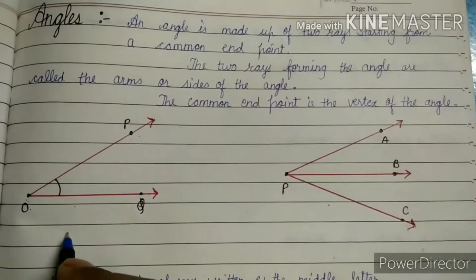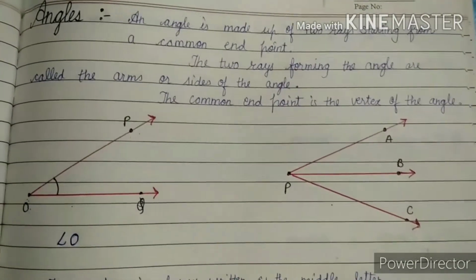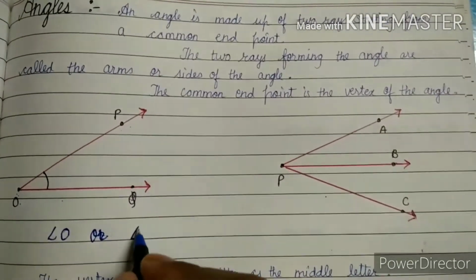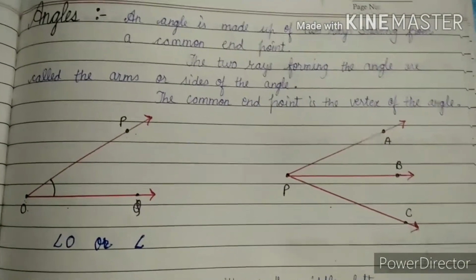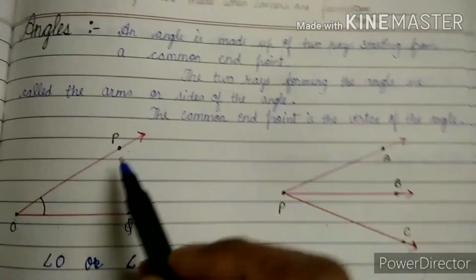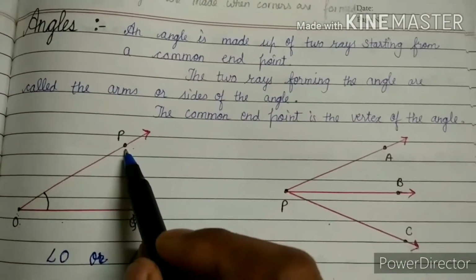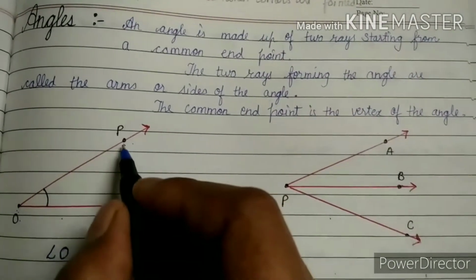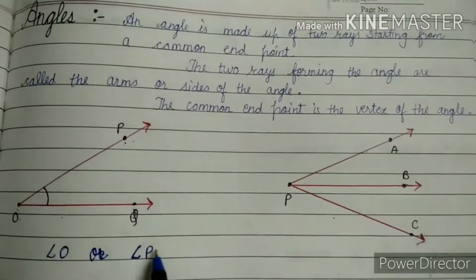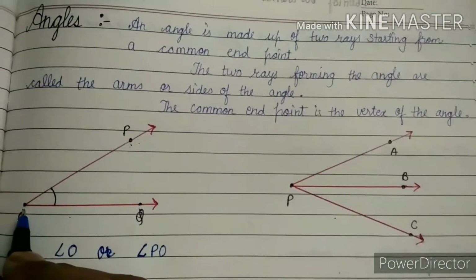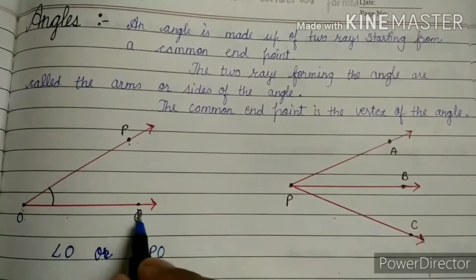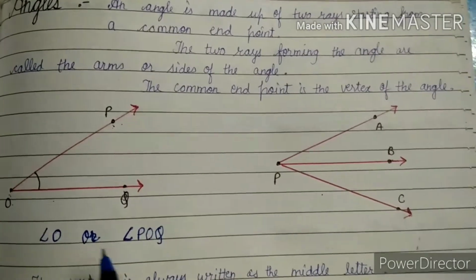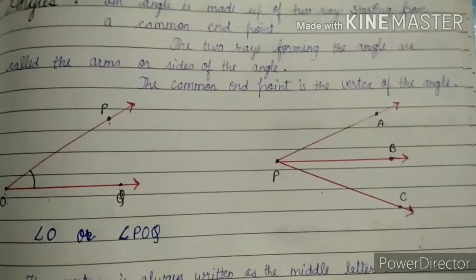So how can we write the name of this angle? This angle can be written as angle O. How will the longer name of the angle be created? Just look properly. One point on the first arm is P, so we take P. Moving from P, O will come, then moving from O, Q will come. So this angle is named angle O or angle POQ.